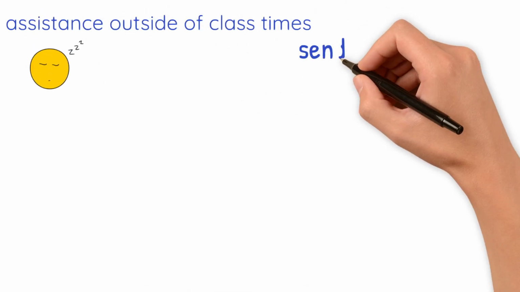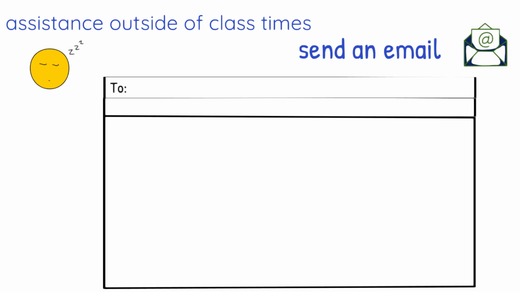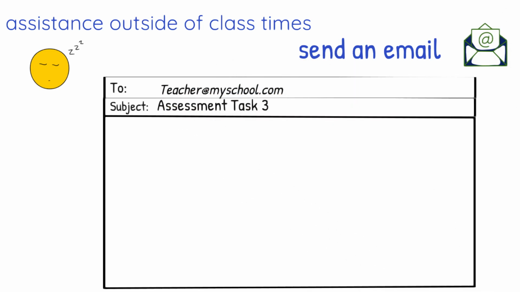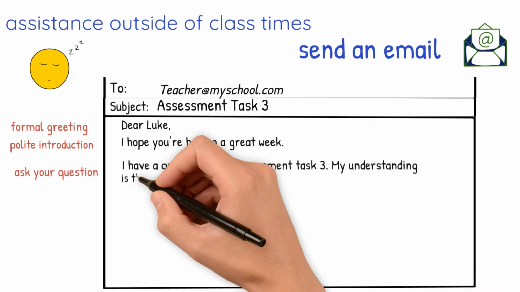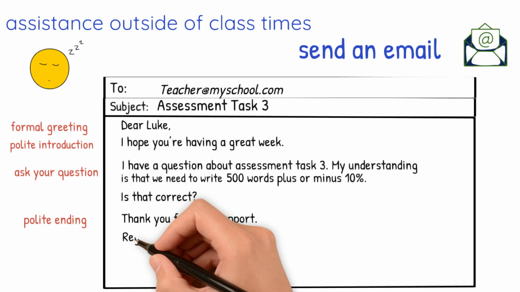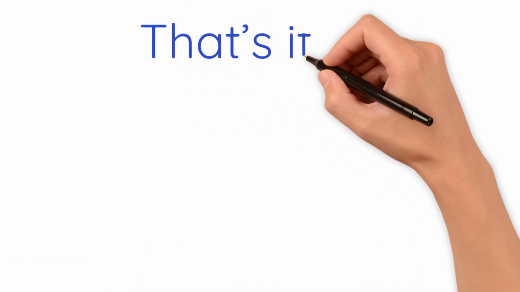Now, if you need assistance outside of class time, then send an email. I suggest using the following format when sending an email. Always use the subject field to summarize the topic. Then start the email with a formal greeting. This is then followed by a polite introduction. Then ask the question. Next comes a polite ending. This is followed by regards and then your name.